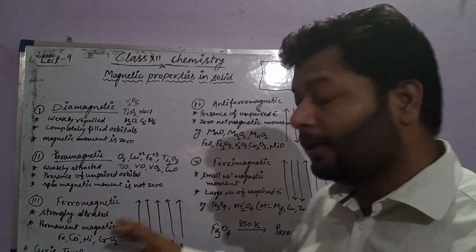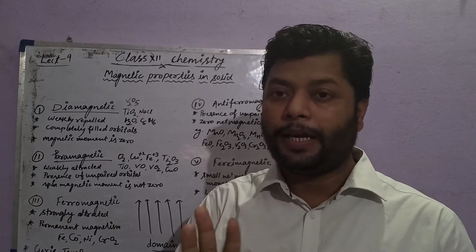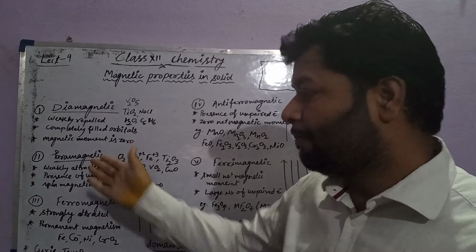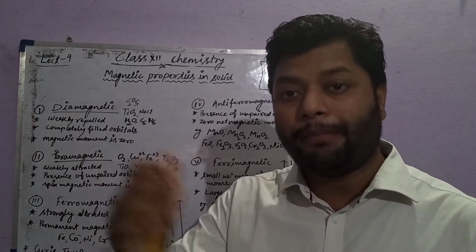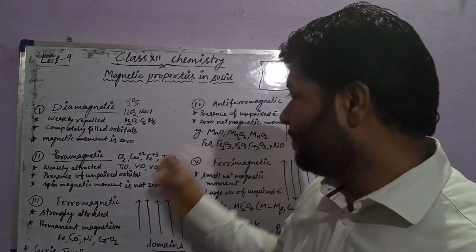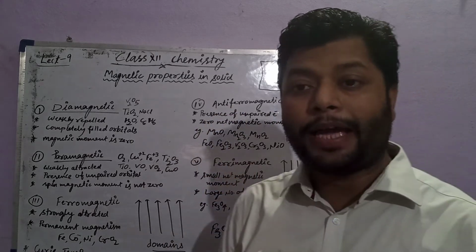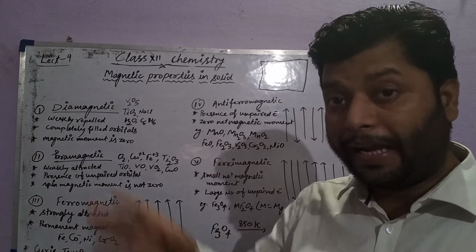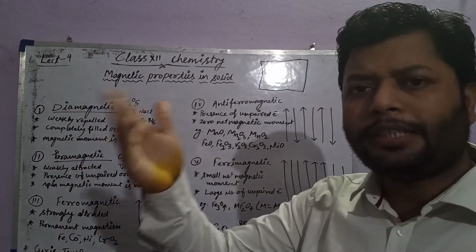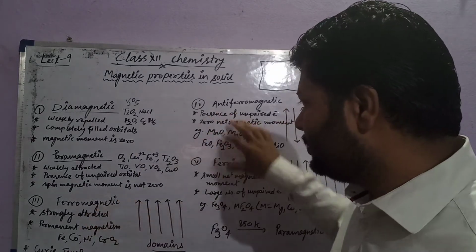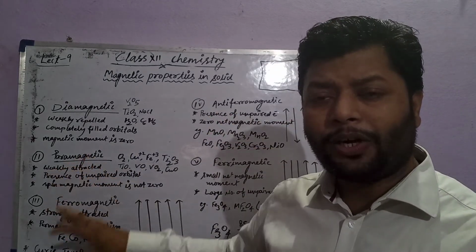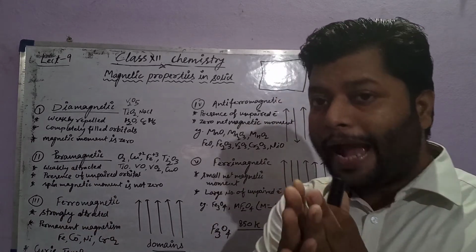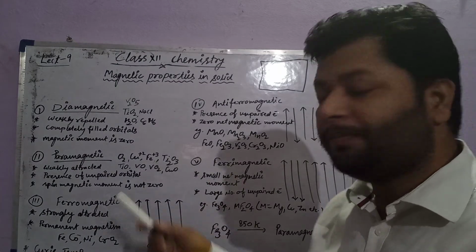All these three have unpaired electrons only, and they may change into paramagnetic behavior at a certain temperature. Ferromagnetic, antiferromagnetic, and ferrimagnetic substances change towards paramagnetism at a certain temperature because of the unpaired electronic orbitals. But what is the actual basic difference among them?